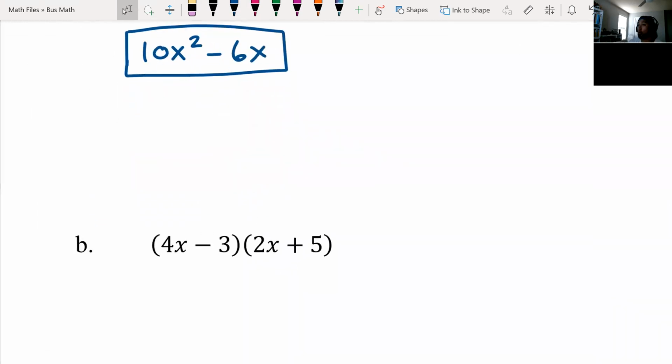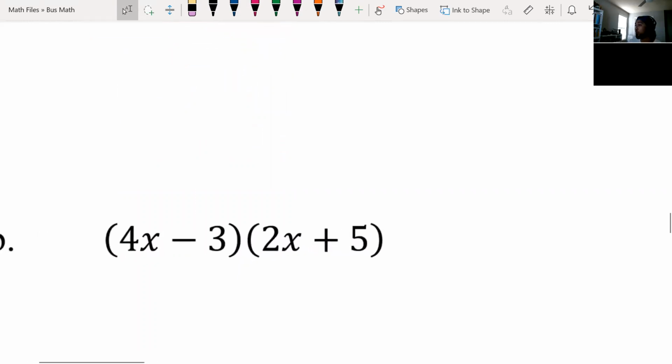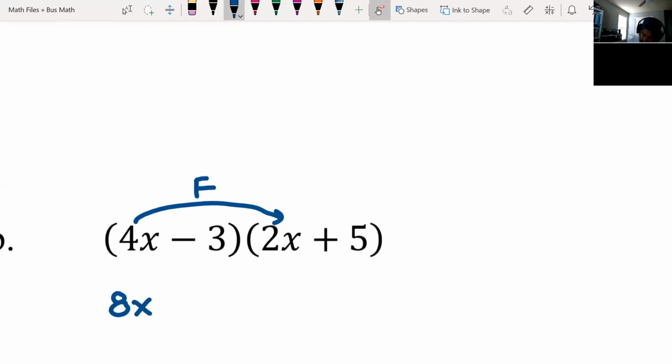Next one. 4x minus 3 times 2x plus 5. So we want to multiply these two binomials, but when you're multiplying two binomials, we have to use the FOIL method. So when we multiply these, you're going to do the first terms times each other, right? So that's the F part. So 4x times 2x is going to give me 8x squared. And then you're going to do the first term times the last term. That's the O. So 4x times 5 gives me positive 20x.